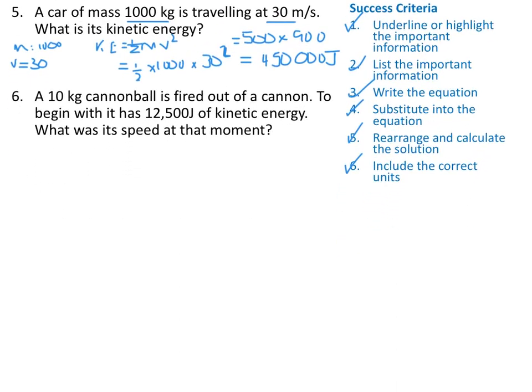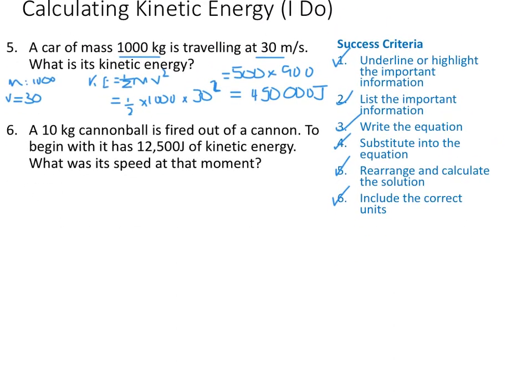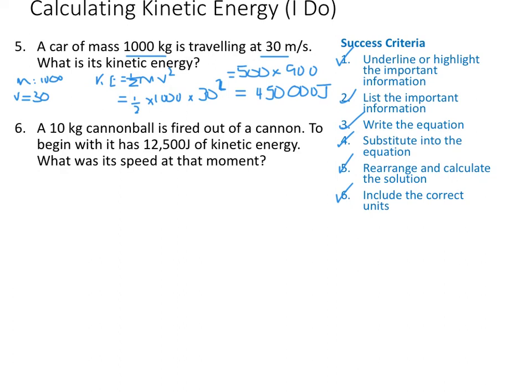For this next question, we're going to have to rearrange here. So I'm going to use a different colour. Again, underline or highlight the important information. We've got 10 kilograms, and this time we've got joules, we've got energy. So m equals 10, and kinetic energy equals 12,500 joules. So I've underlined and I have listed the important information.